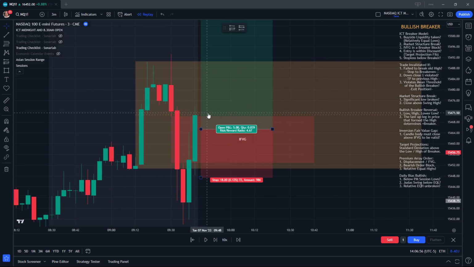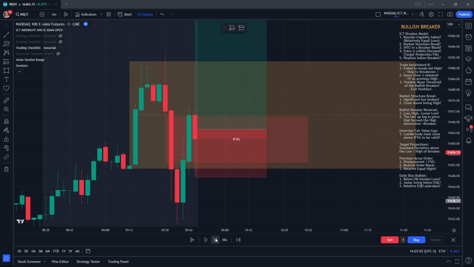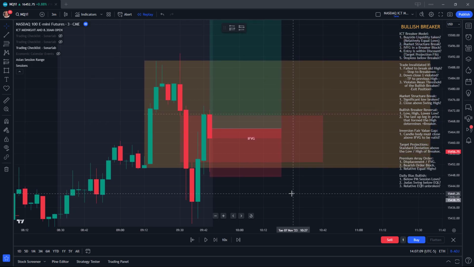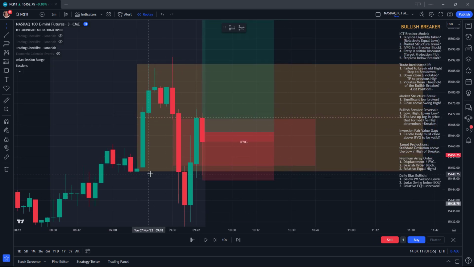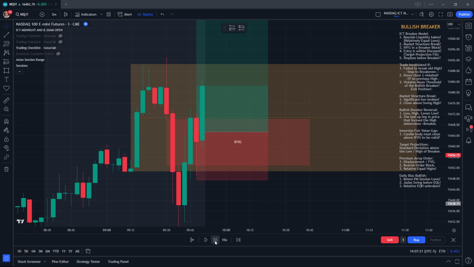And then in order to get filled, price has to come down here. So let's see if we get filled. Yep, price comes down. It makes a big move down, almost stops us out actually. Comes just below this breaker here. So let's hope we don't get stopped out in the next candle, otherwise that will be frustrating. If we were still using the 12 pips, we would have been stopped out there.